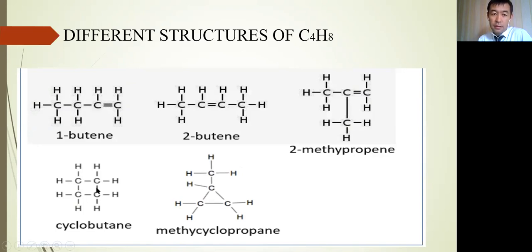This is a square ring, the rectangular structure of this molecule, and this is the triangular structure, and another carbon you can add here. So now you can draw C4H8 in only these 5 ways.